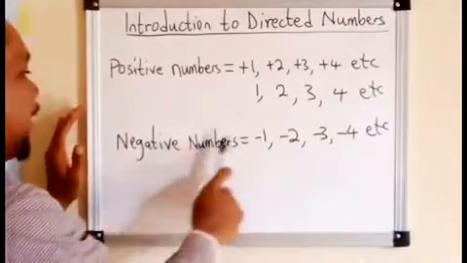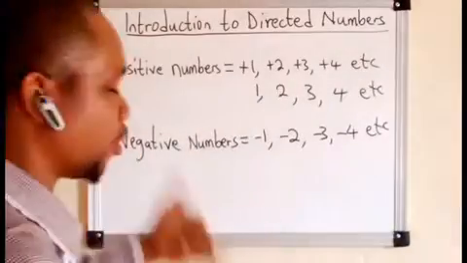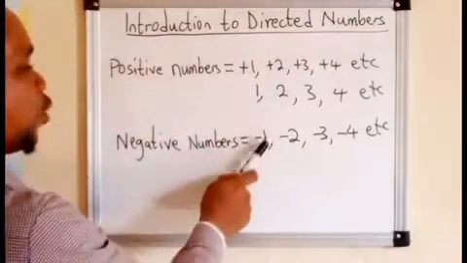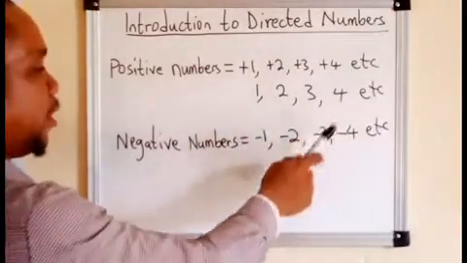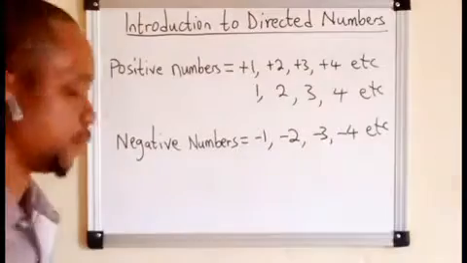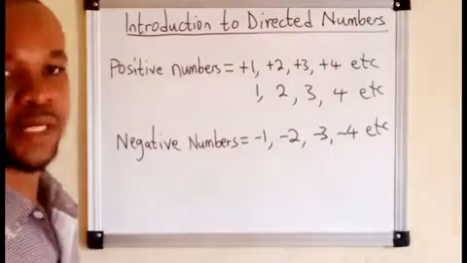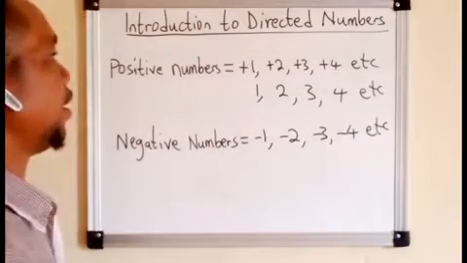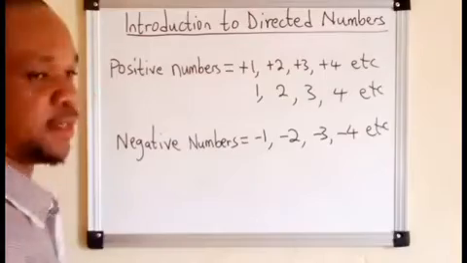The negative numbers are numbers with a negative sign, with a minus sign attached to them, such as minus 1, minus 2, minus 3, minus 4. So in directed numbers, we are dealing with positive numbers and negative numbers.